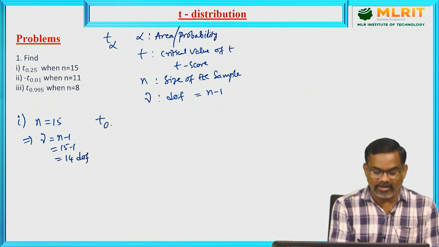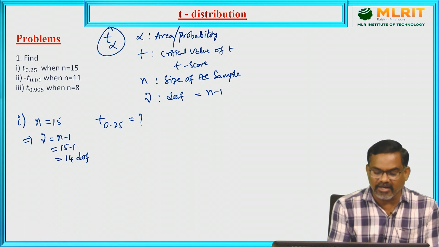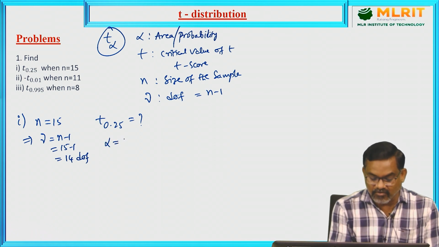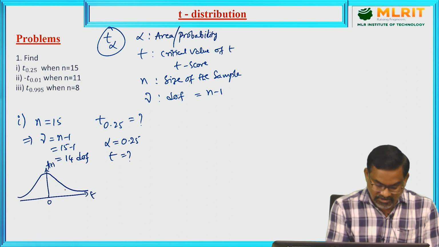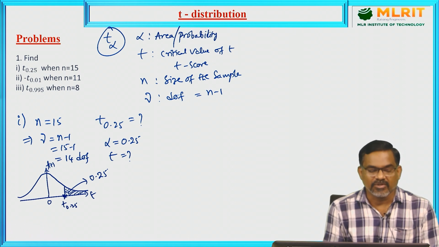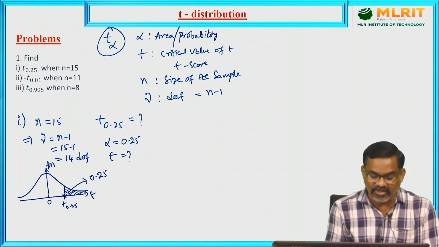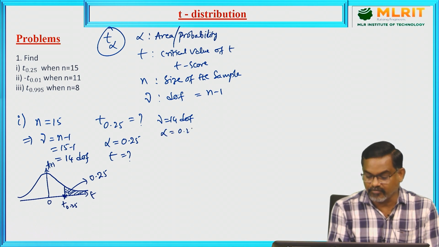And t 0.25 is the required one to calculate. In t alpha, alpha denotes the right side area. So, alpha equal to 0.25. Now, what is the value of t? If we draw this t curve, so this is some t 0.25. What does it mean? The area to the right side of this t value is 0.25. Then what is the value of t? From the t distribution table, we can find this t value corresponding to mu equal to 14 degrees of freedom and alpha equal to 0.25.